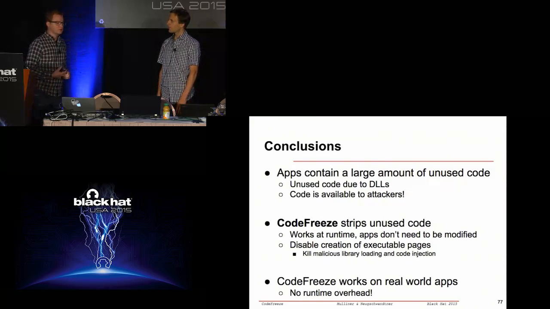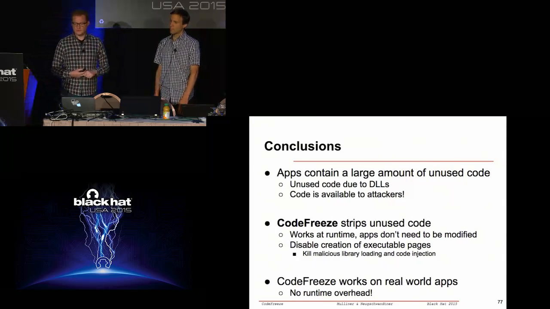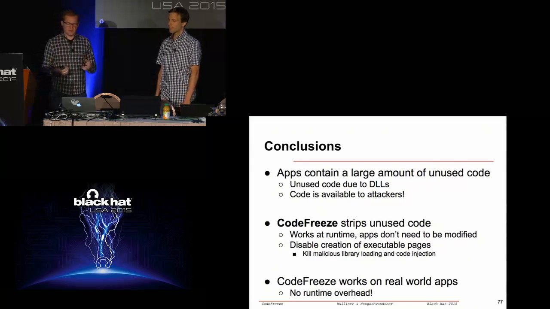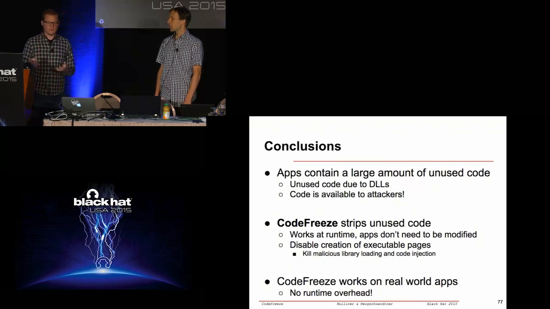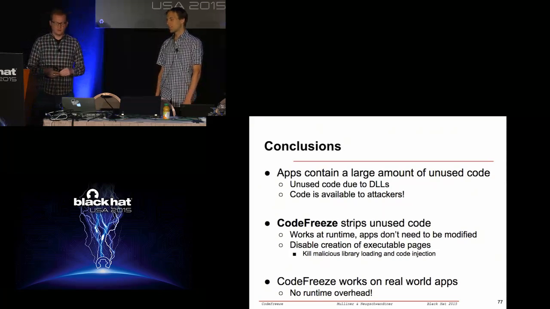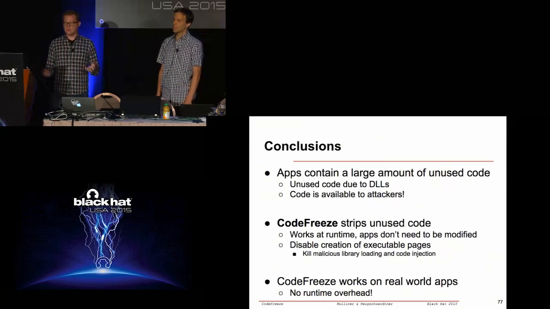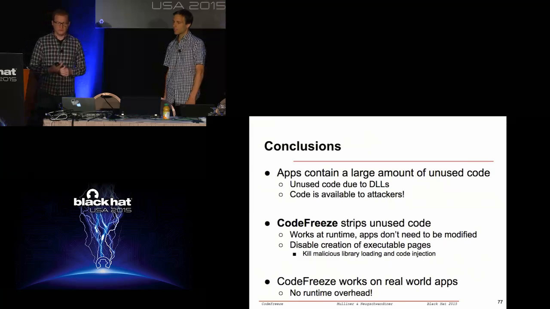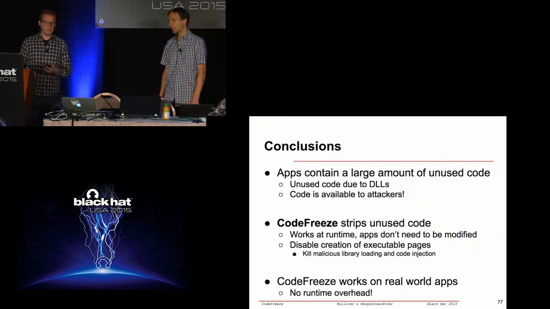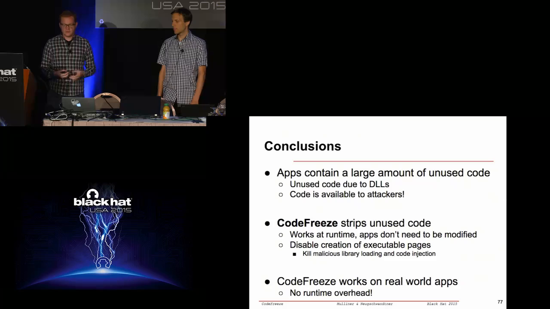We're at the end. We also only have 2 more minutes, so quick conclusions. I think we wanted to show you a bunch of different things. One part was, hey, applications actually contain a large amount of unused code, and this code is available to the attacker. If we can remove the code, then we can nicely improve the security of applications. And I think we have demonstrated fairly well that our idea of code stripping unused code works at runtime.